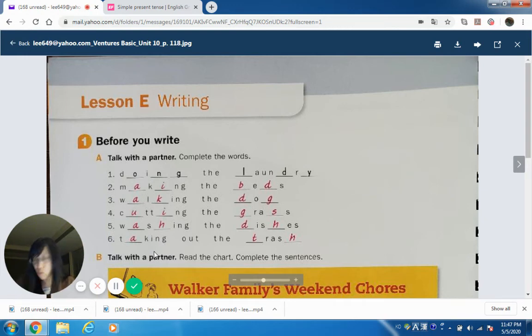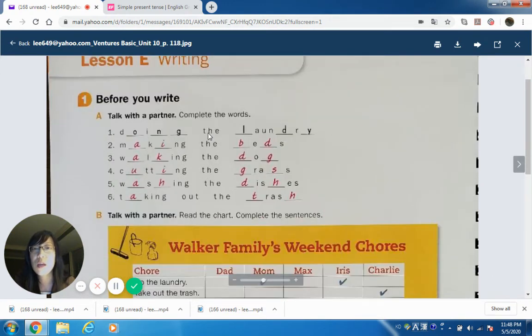And turn to page 118. Lesson E, writing. Before you write, talk with a partner. Complete the words. 1. Doing the laundry. 2. Making the beds. 3. Walking the dog. 4. Cutting the grass. 5. Washing the dishes. 6. Taking out the trash.